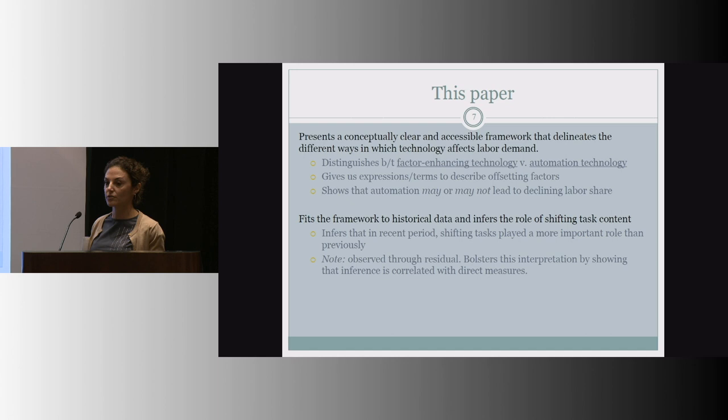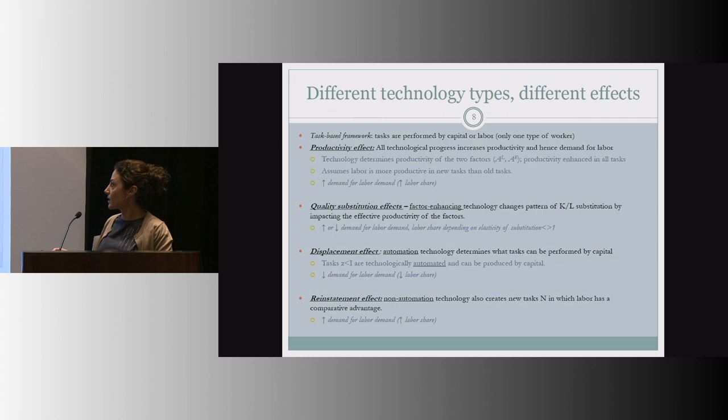There's a distinction to be made between factor enhancing technology and automation technology. And it shows very clearly in this framework that automation may or may not lead to declining labor share and labor demand as automation rises. So they fit this to historical data, which I won't spend much time on because Daron did that quite nicely.